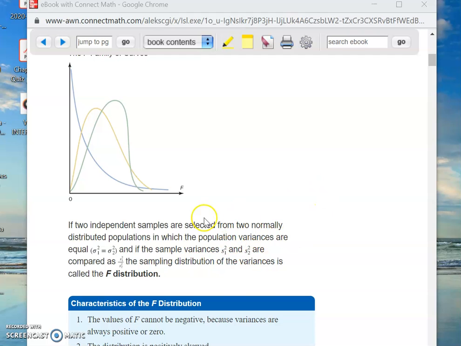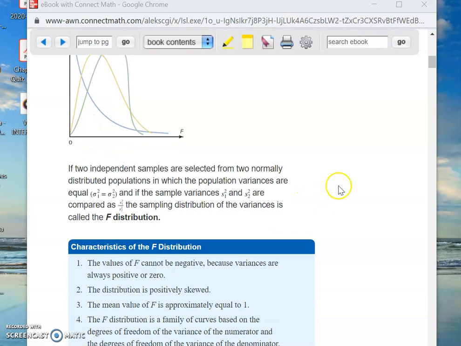This is a little bit ambiguous here. It says in which the population variances are equal. Well, that's what you're testing. You're testing the concept of: are these two population variances equal or not? So you're assuming that for the null hypothesis, and that's what enables you to use this F distribution. That's always going to be the question.